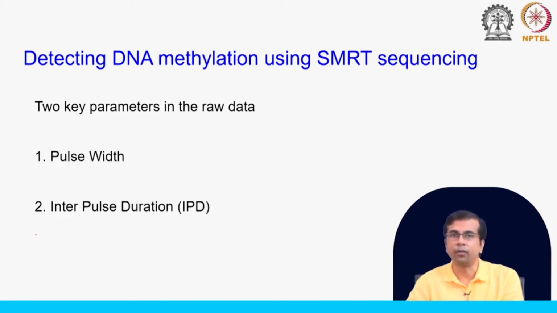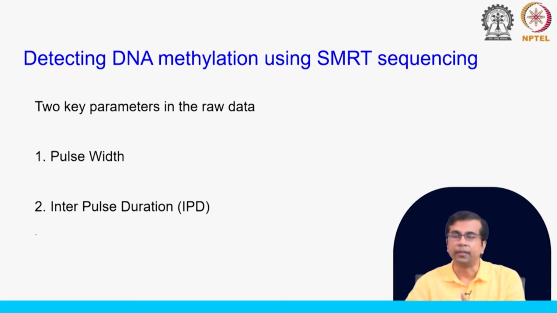So, these are the two parameters, and the technical terms for those are as follows. The first one is pulse width. A pulse is the addition of a base, that is the event, and the width of that pulse is the time interval for which we can detect the fluorescent signal. So, let us say you are adding an A base and the detector can detect this A base fluorescence for a few milliseconds. That would be the pulse width. And the second is interpulse duration, or IPD.